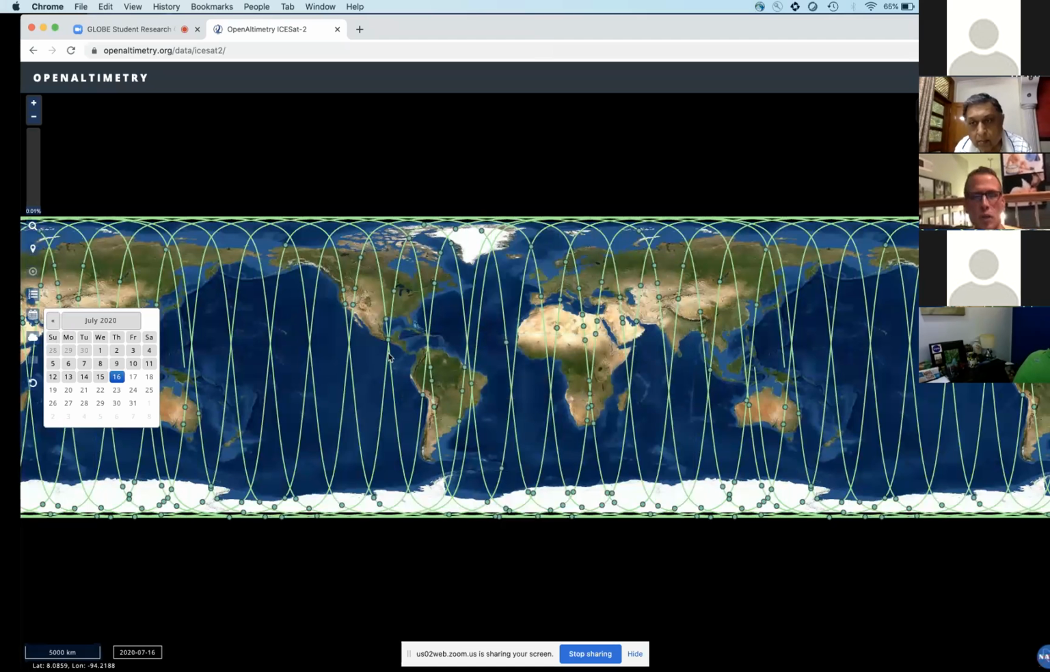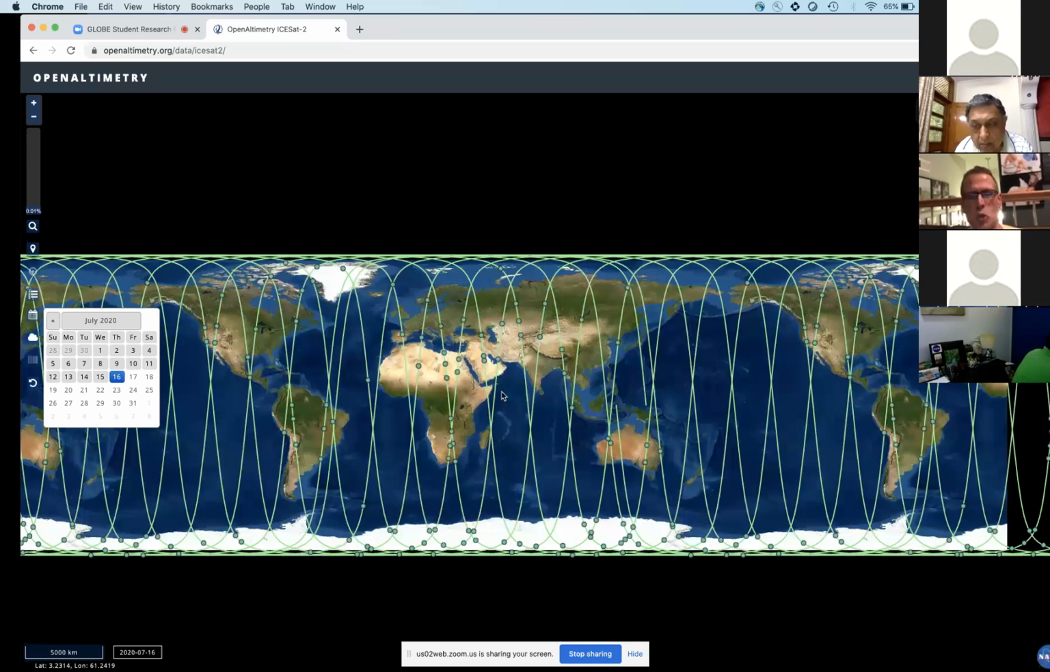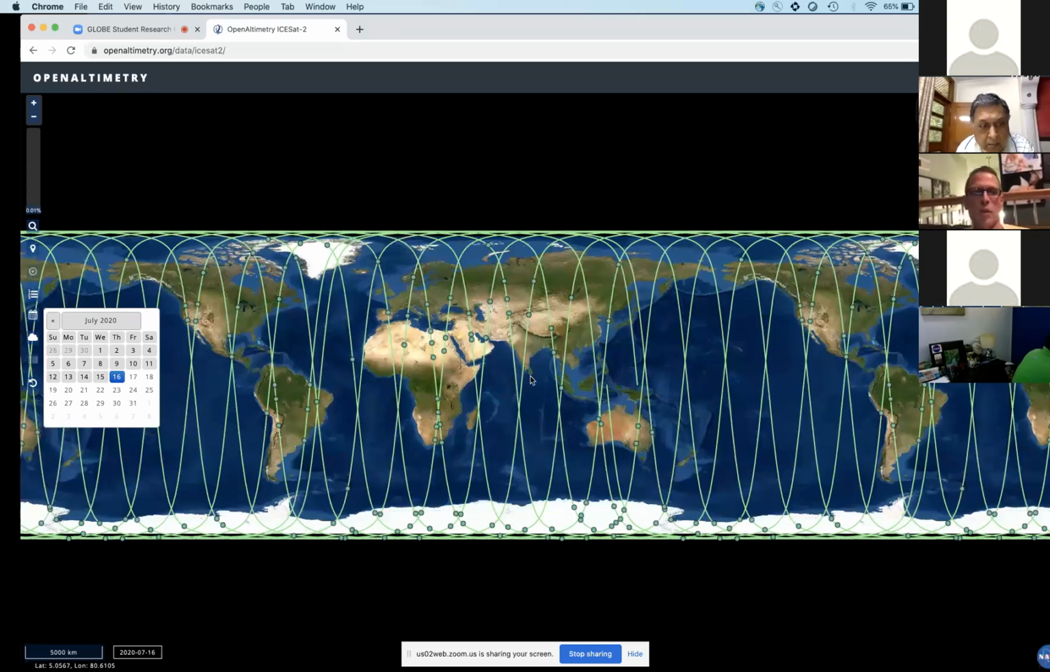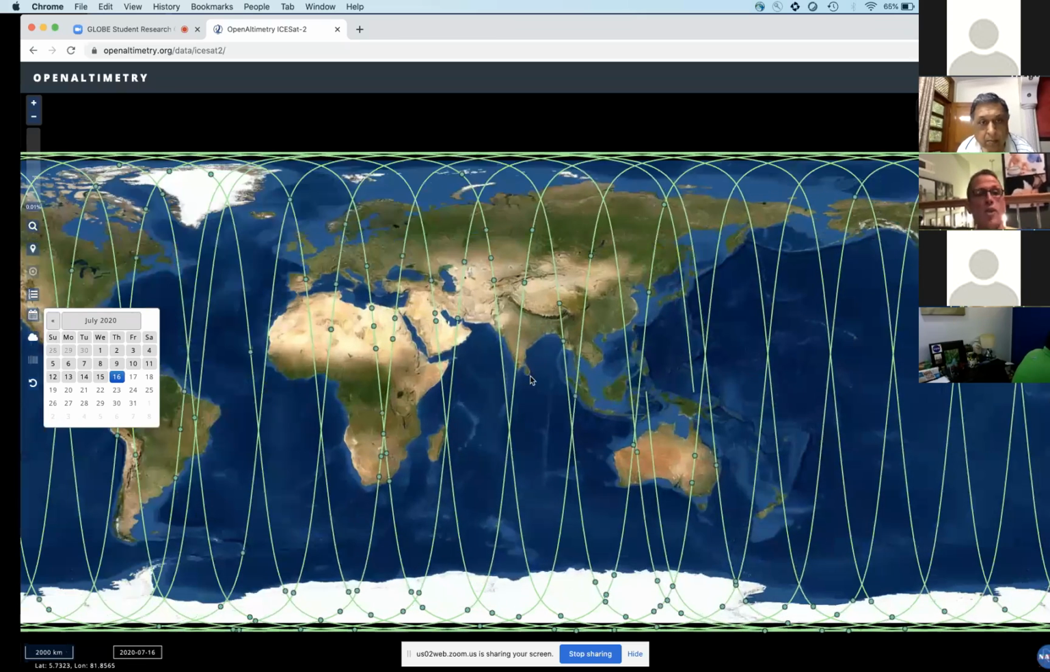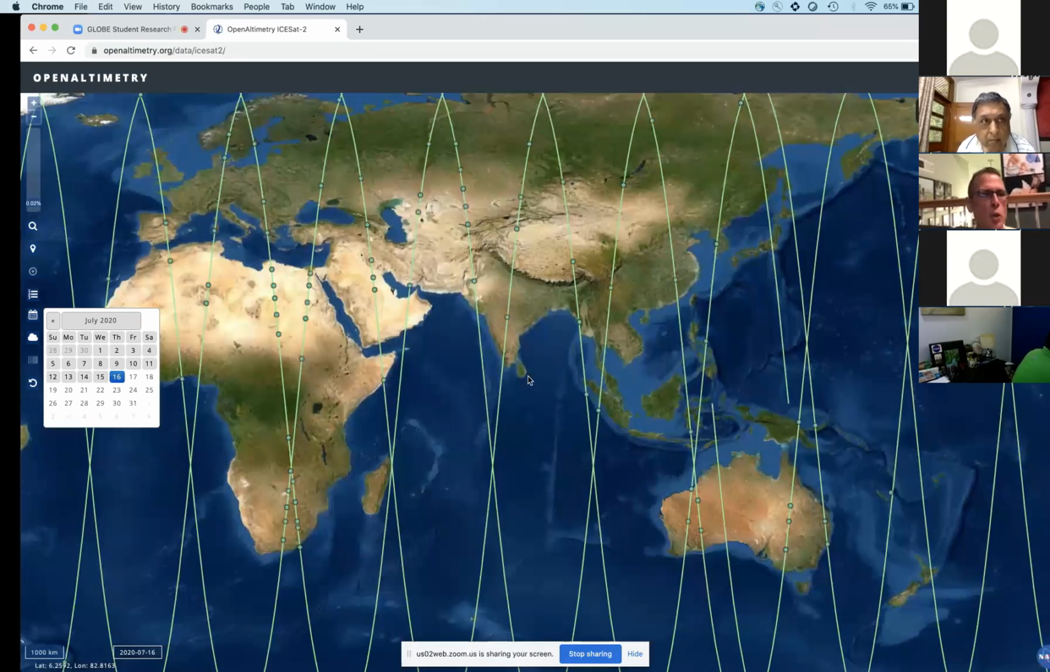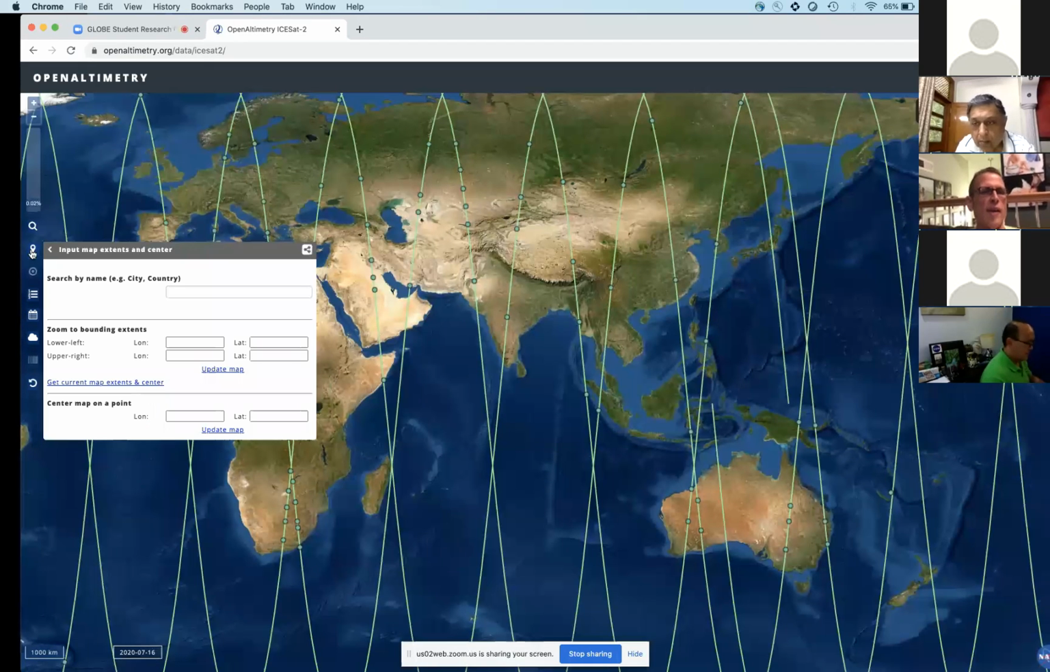So what we're going to do is zoom into India, like I said I was going to do earlier. You can just double click. I should also mention, on this little box here on the left, you can put in your longitude and latitude.